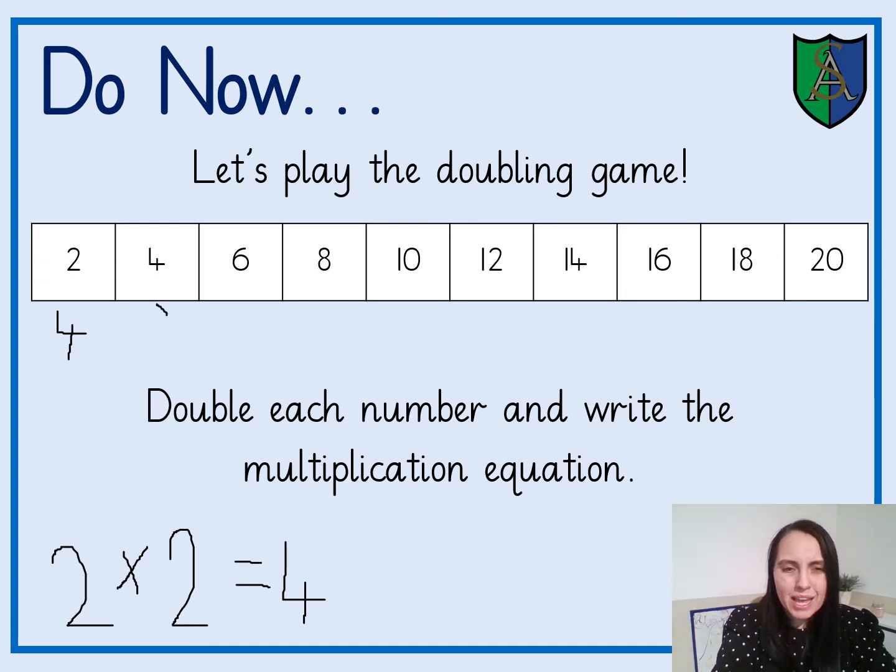Now, I'm just having a little think what my multiplication equation will be for this one. Because when I double something, I just times it by 2. Go ahead and say that now. When I double something, I times it by 2. You have a go.